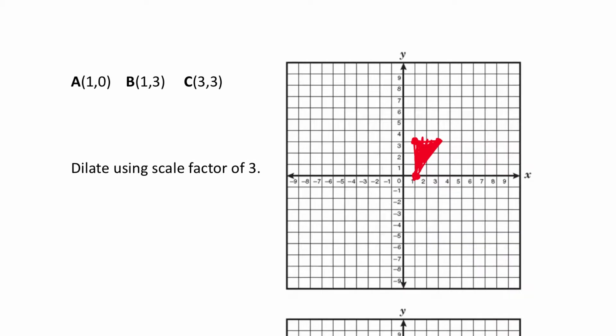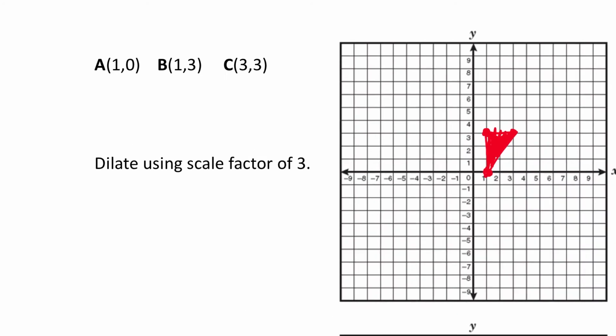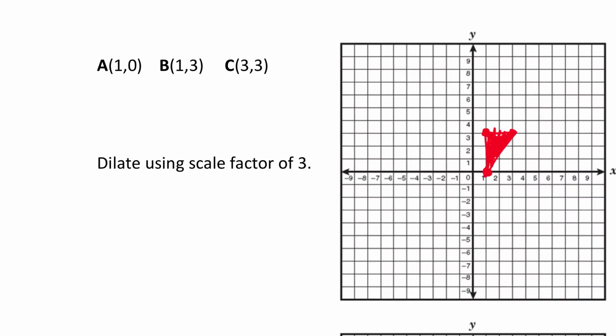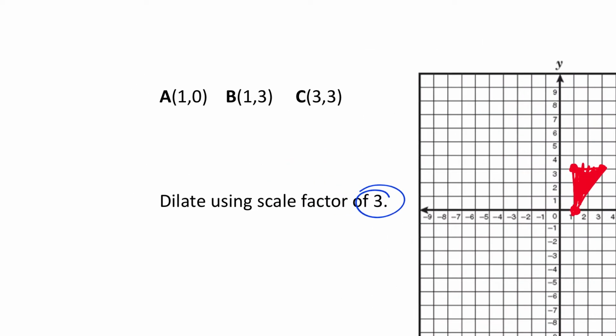Now, we're going to dilate it using a scale factor of 3. So we talked about this yesterday. What do we do in a dilation with that scale factor? Multiply times 3. Yes, everything up here gets multiplied by the scale factor of 3. So what is 1 times 3?